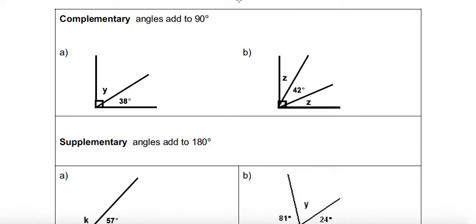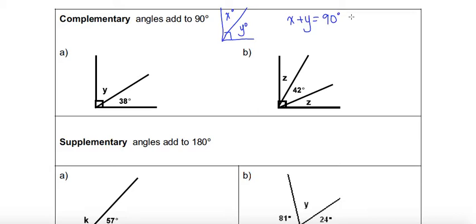So what this means is that if I have a 90 degree angle and I split this up into two angles and I label one X degrees and I label the other Y degrees, that X plus Y is equal to 90 degrees. That's important. So that's something that you're going to want to know and refer to.